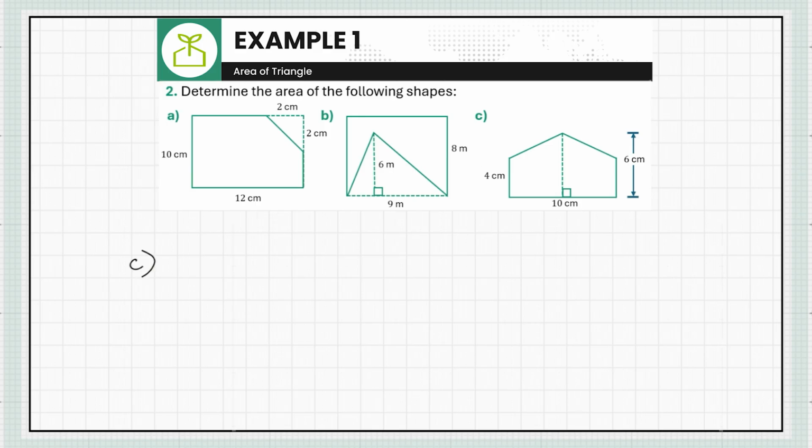Alright, let's look at C. Now C is a bit different because it essentially is this rectangle, and then we've added on a triangle on top. So instead of taking away, what we're going to do is solve for the area of a rectangle, and then solve for the area of the triangle, and then add them together.